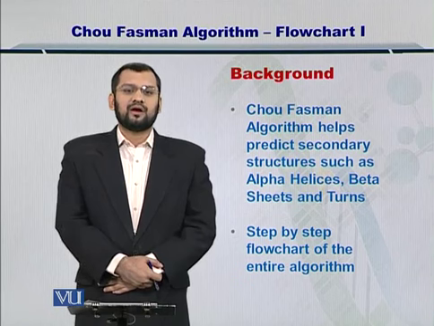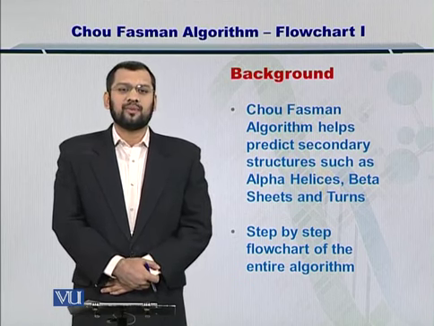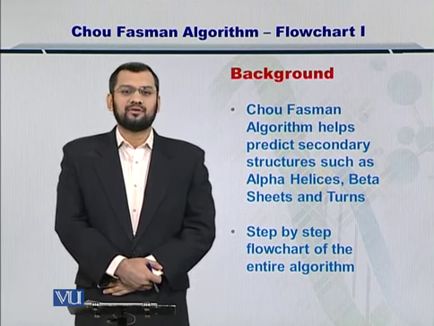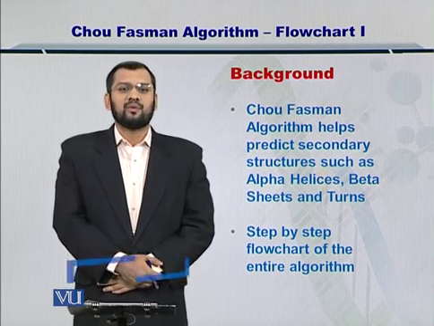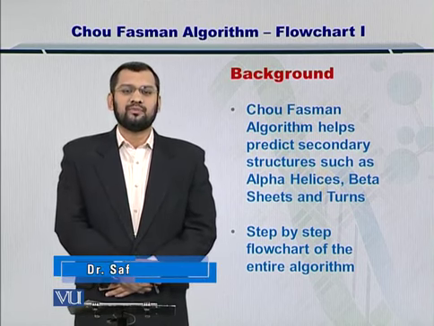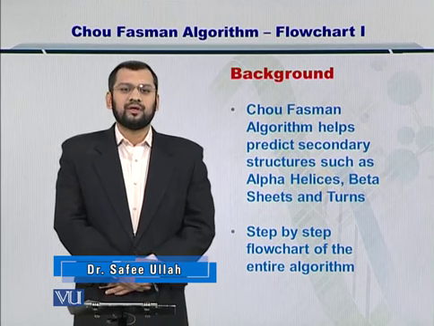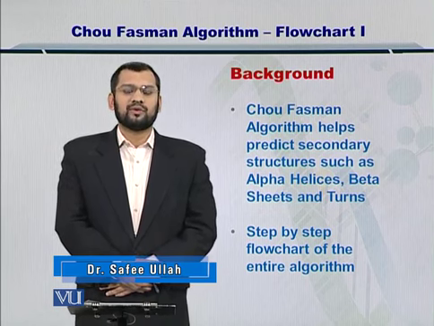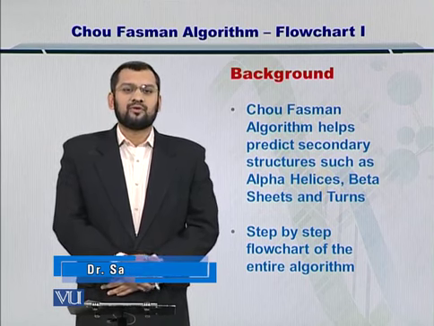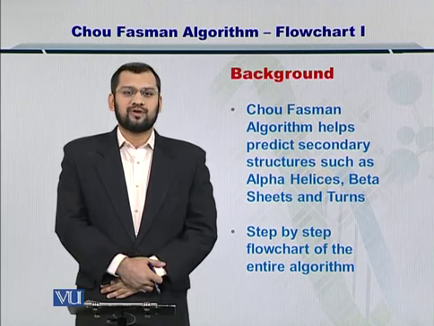Specifically, there are some amino acids which prefer to form alpha helices, while others prefer to form beta sheets, while some others tend to form loops and beta turns. So in this module, I'm going to focus on the flowchart for beta sheets using the Chow-Fasman algorithm.